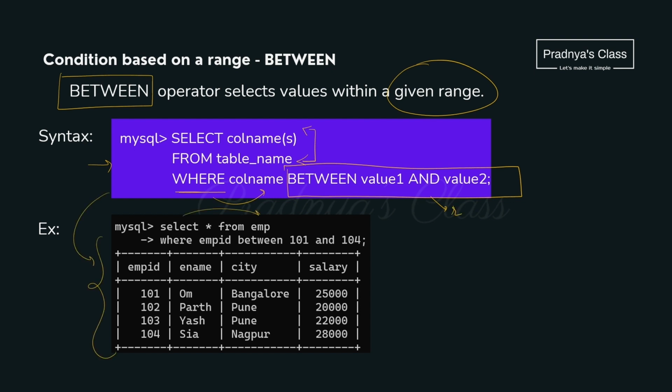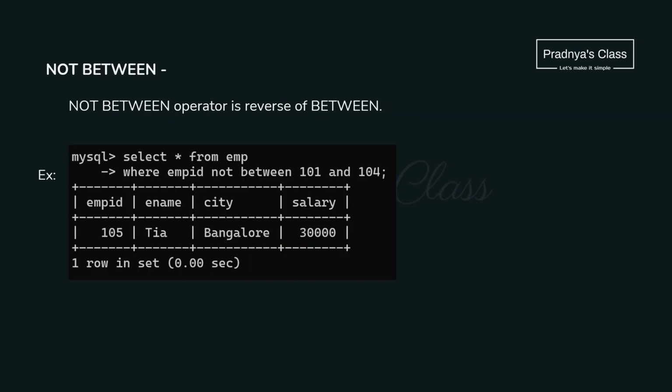Select star from employee where employee ID between 101 and 104. Both the limits are inclusive. Look at the records. Employee ID is starting with 101 and displaying till 104. There is a not between operator too. It is just the reverse of the between operator. If you don't want to display records within that range, then you can use the not between operator.